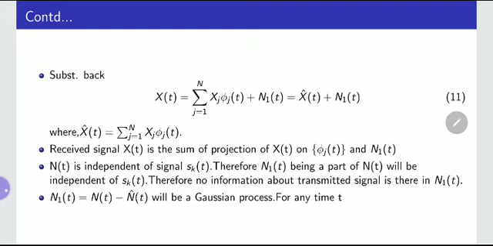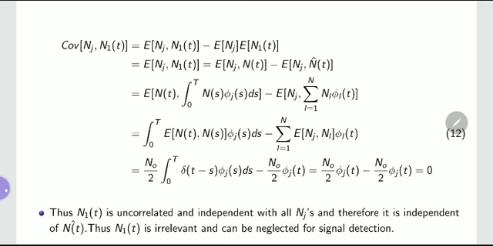So, we are considering a time t and finding the covariance between nj and this n1 of t. It is actually a random process, but when we are considering it at a particular time, then it becomes a random variable, or we are sampling at that particular instant. Now we are finding the covariance between the coefficient nj and n1 of t. So it is E of nj n1 of t minus E of nj into E of n1 of t.